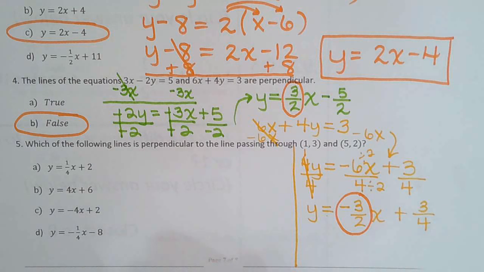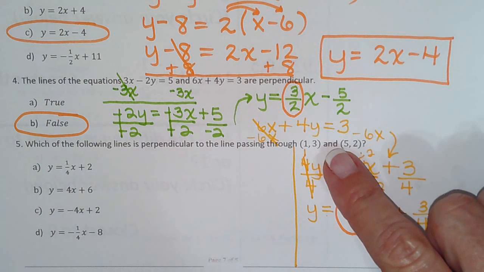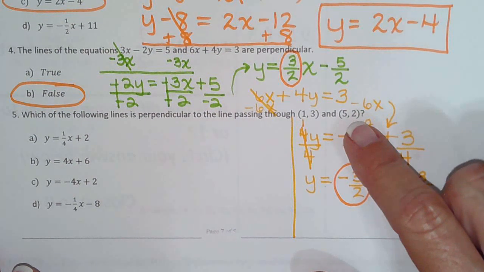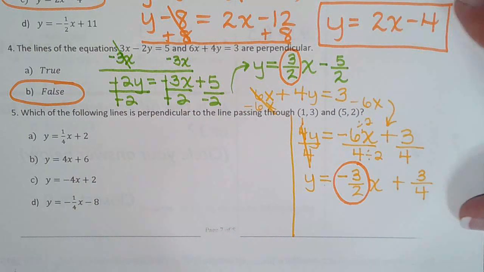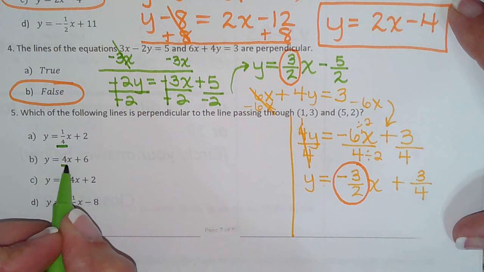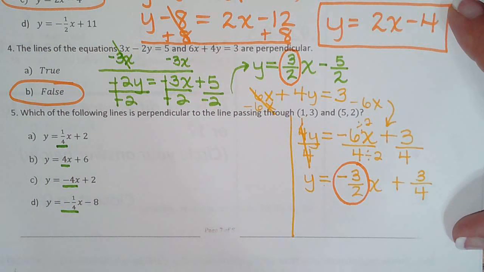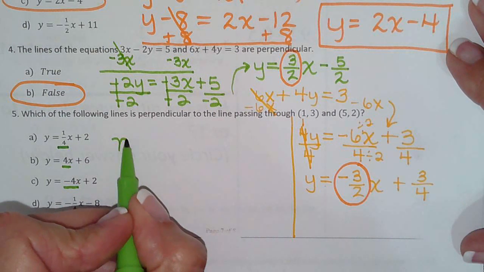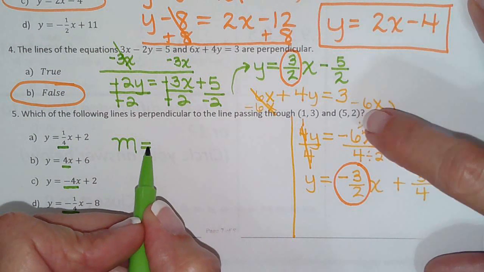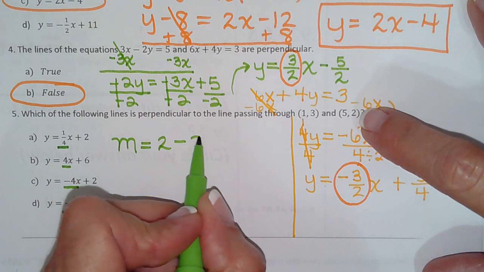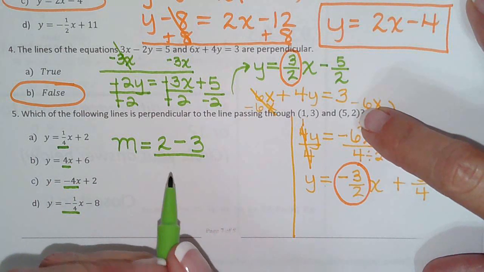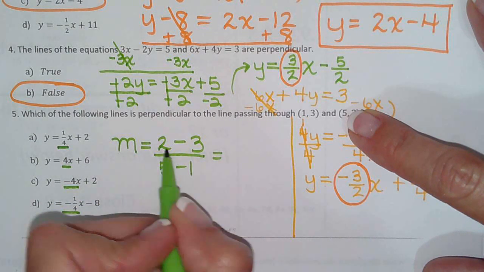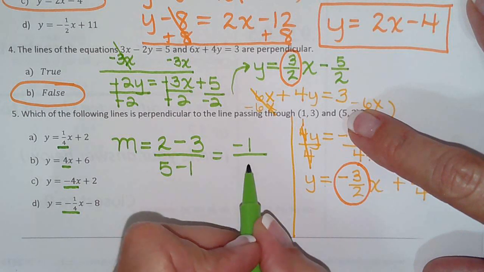Okay, next, which of the following lines is perpendicular to the line passing through these points? Well, the first thing that should go through your mind is, in order to know if they're perpendicular, I have to compare their slopes. Well, I see the slope here, I see the slope here, I see this slope, I see this slope, but I don't know the slope of those two. So that should be my number one goal, is find the slope. So second y minus the first y, so 2 minus 3 over second x, 5, minus the first x, 1. 2 minus 3 is negative 1. 5 minus 1 is 4.